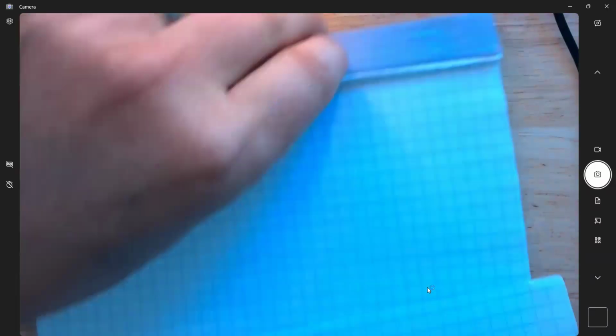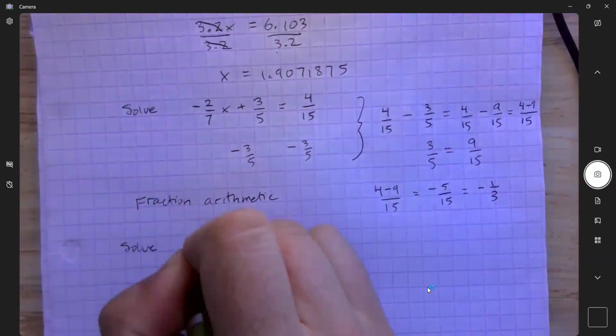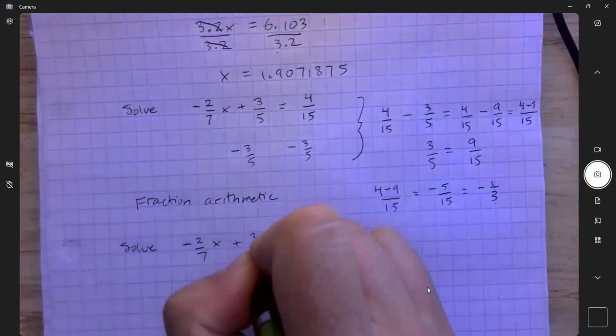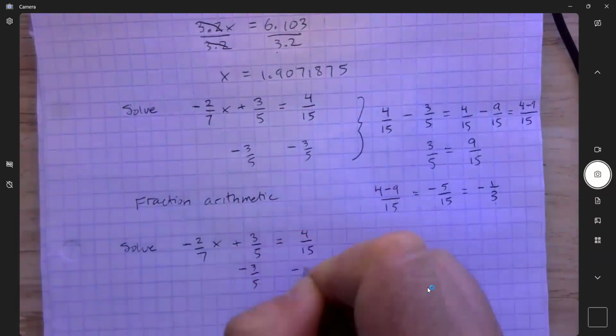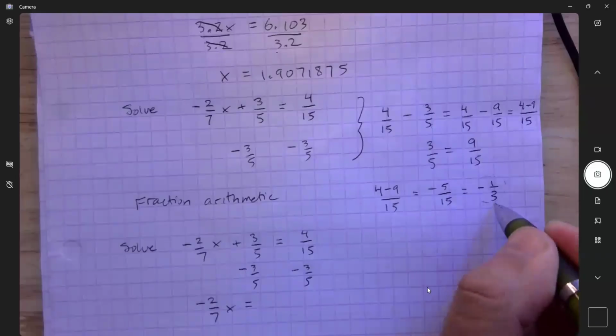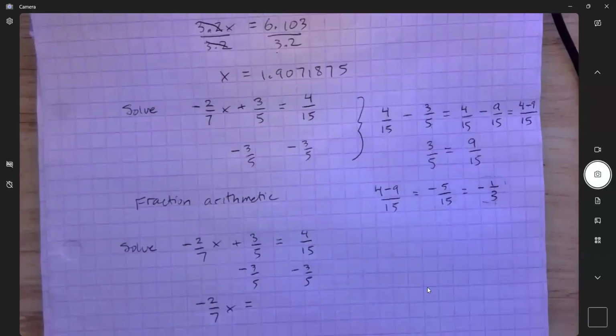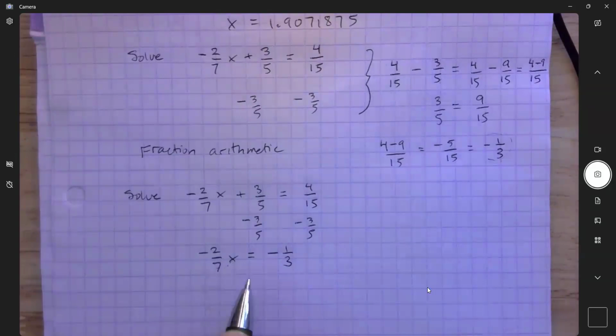I'm going to start the problem again just because I did a lot of side work. So we're going to solve minus 2/7 x plus 3/5 equals 4/15. I'm going to subtract 3/5 from both sides, and that's going to give me minus 2/7 x. And on the right side, I found out that 4/15 minus 3/5 is negative 1/3. So that's going to equal negative 1/3 here. And now I'm going to isolate the x.